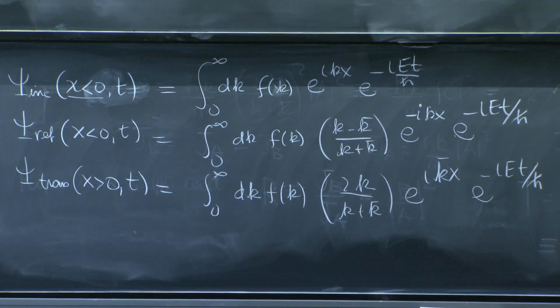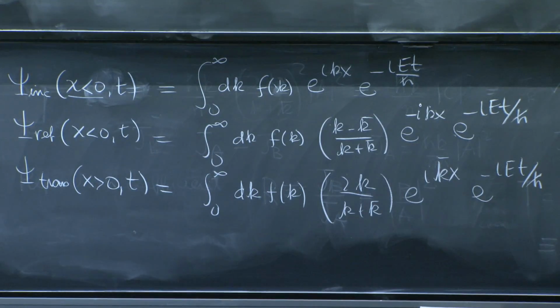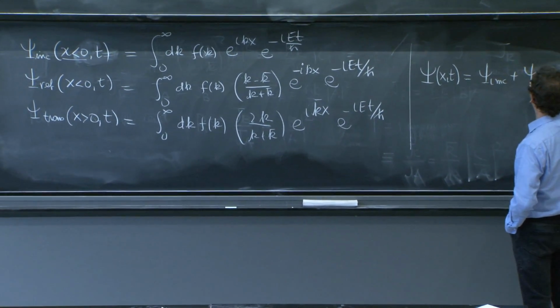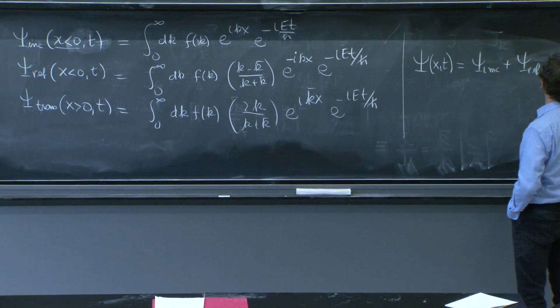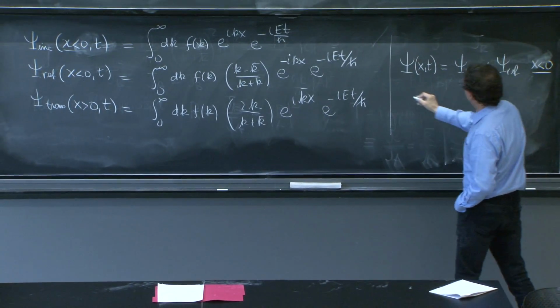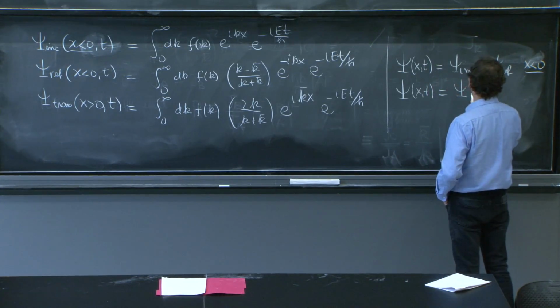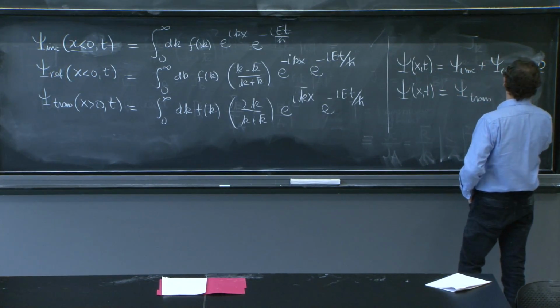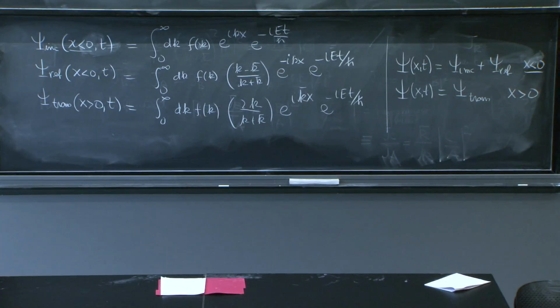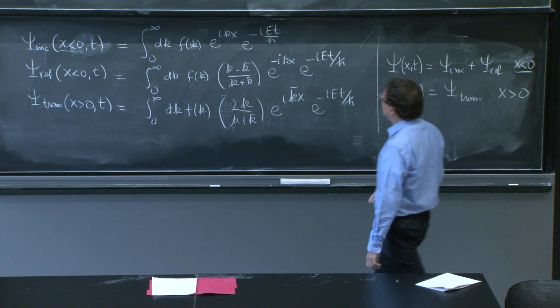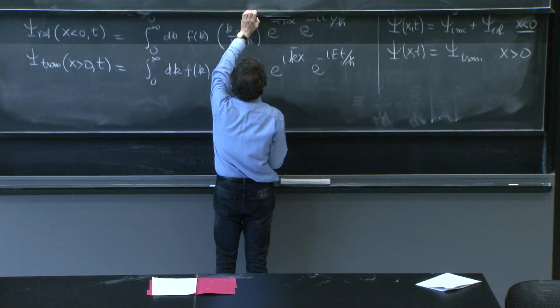And notice, given our definitions, the total psi of x and t is equal to psi incident plus psi reflected for x less than 0, and the total wave function of x and t is equal to psi transmitted for x greater than 0. Lots of equations. I'll give you a second to copy them, if you're copying them.